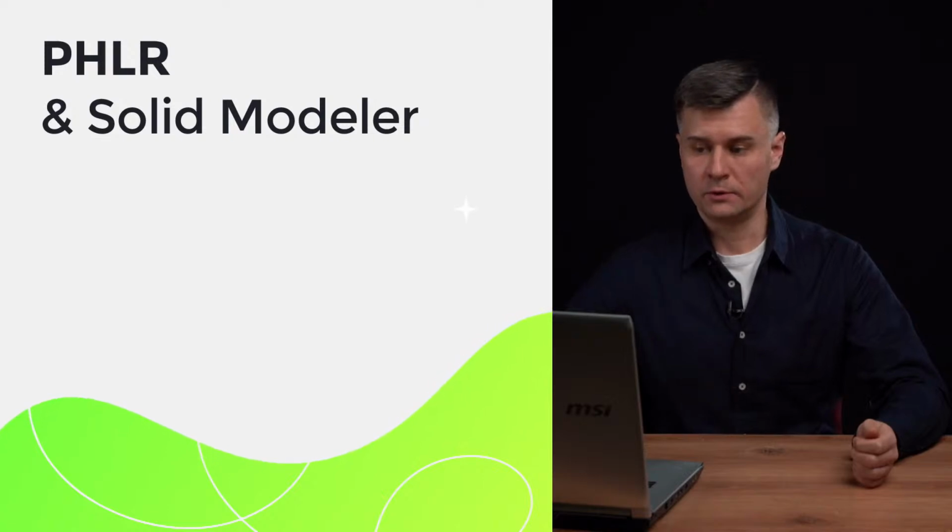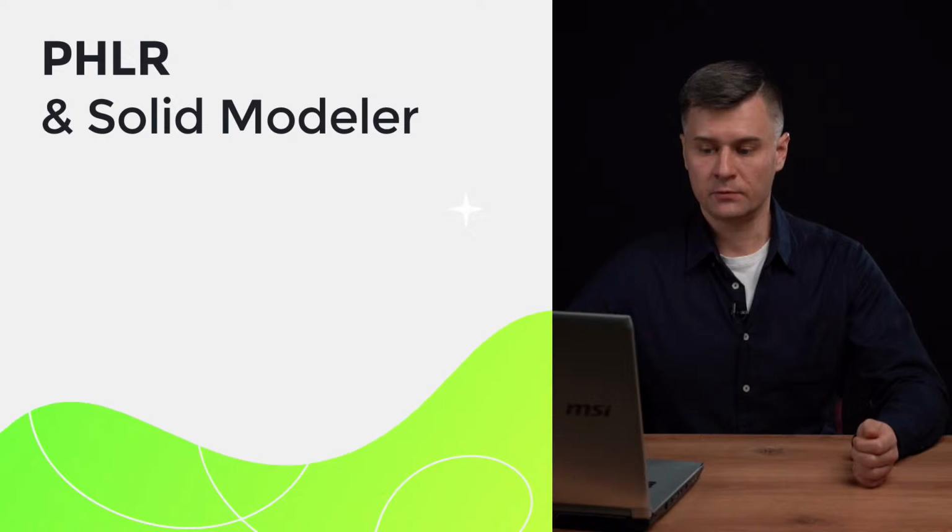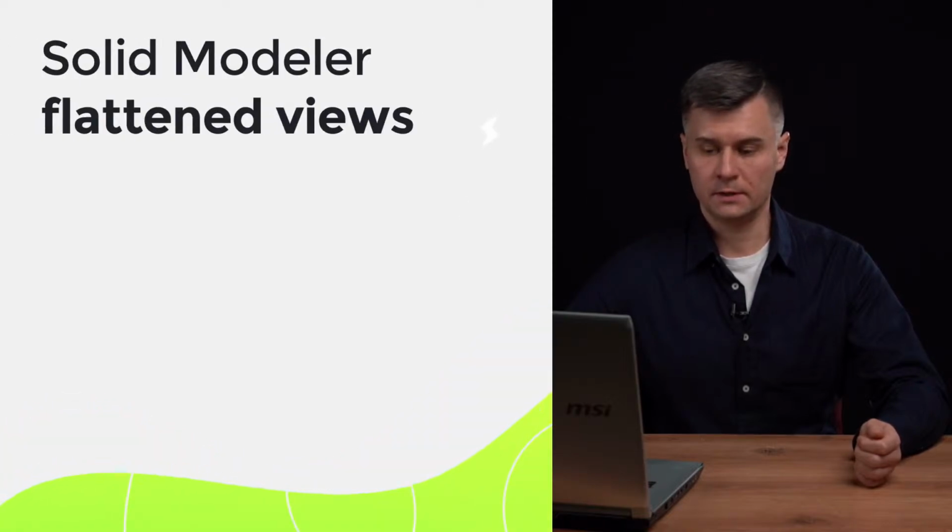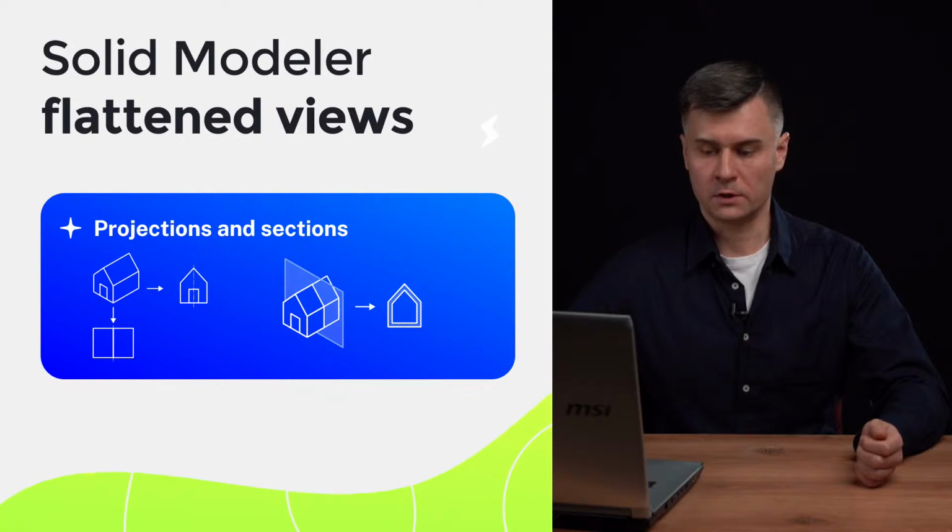Next item: precise hidden line remover and solid modeler. In the last few years, ODE developed a precise hidden line removing algorithm, and in cooperation with the ODE Solid Modeler, the following new features were supported. The first one: flattened views. Flattened views combine tools to construct projections and sections. The core of the functionality is the ODB section HLR helper class.